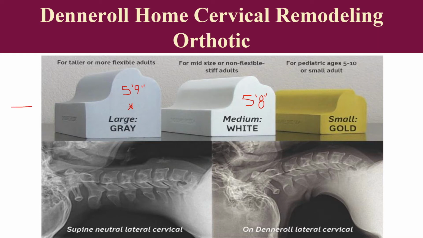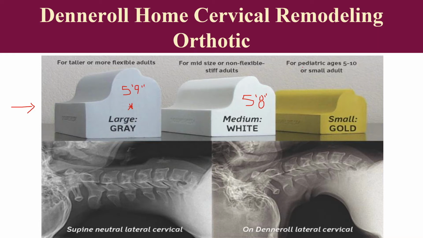And so at the end, we're going to go through 3 clinical cases where I'm going to show you different examples of patients who are tall and where we might place the Denneroll at a different spot, or we would use a different size based on their stiffness. So very flexible, I always use large. Moderately flexible or a bit stiffer, I use the medium. And then my very rigid patients, I use a small.